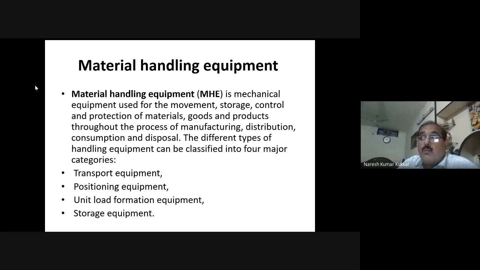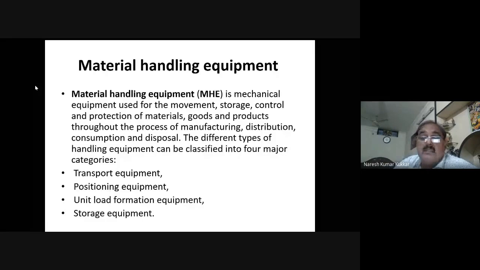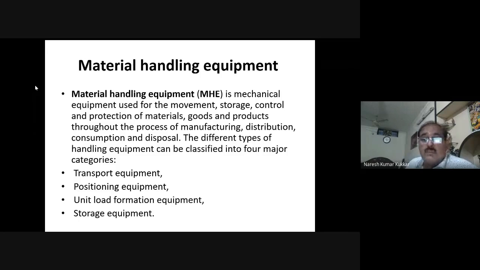Then there is storage equipment. In any industry there is some sort of inventory requirement. If the industry uses 6 parts, then they have to keep the 6 parts in stores. So there is a storage requirement. Some sort of storage equipment is required, like stands, different types of stands, different types of carriages. Sometimes plastic bins are used. Depending upon the product, different types of storage equipment are used.